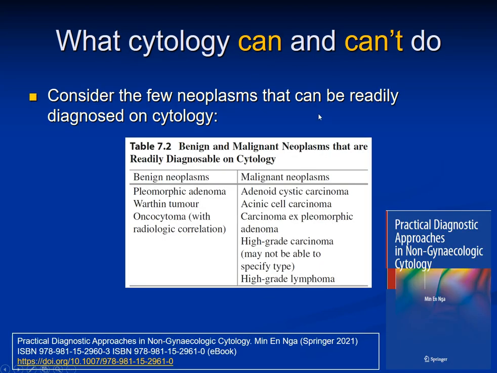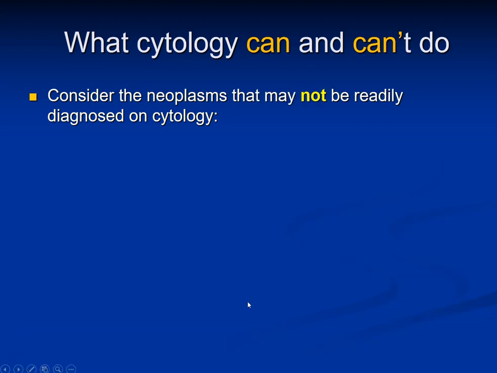So what cytology can and can't do: consider the few neoplasms that can be readily diagnosed on cytology. You may be surprised to know that there is a quite limited spectrum of neoplasms that can be definitively diagnosed on cytology, and I've presented them here. The benign ones include pleomorphic adenoma, Warthin tumor, and oncocytoma, which of course we would require some radiologic correlation because the differential diagnosis is oncocytosis. In malignancies, also not that many: adenoid cystic carcinoma, acinic cell carcinoma, and any high-grade carcinoma, and any high-grade lymphoma.